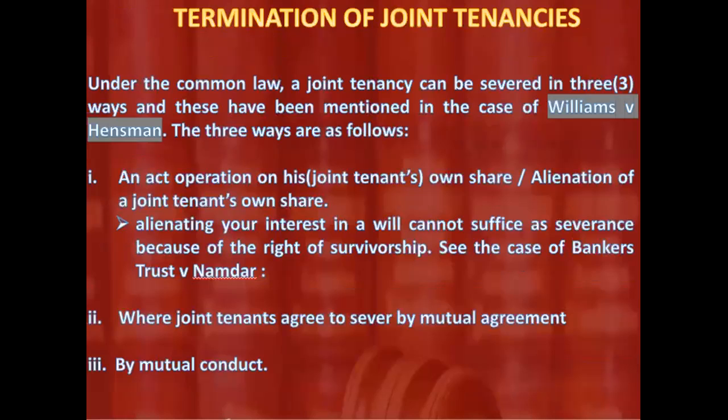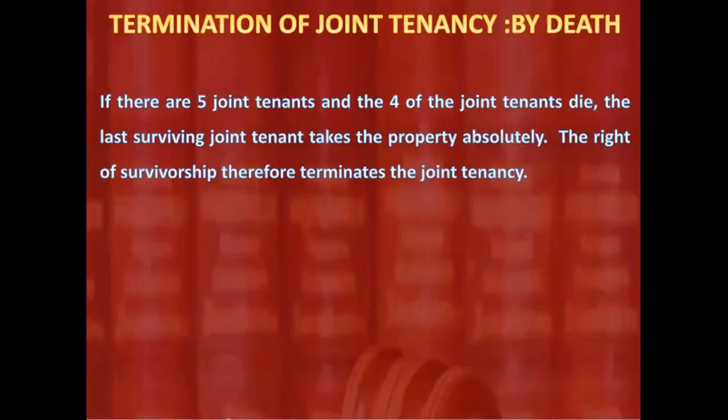The final one, which I mentioned, is by the operation of the right of survivorship, which means that if people have their own rights and then they die, their right goes on to the surviving joint tenants. So it moves on to the surviving joint tenants until it gets to the last person, and the moment it gets to the last person, the joint tenancy has come to an end. So these are the requirements of joint tenancy. These are the ways in which a joint tenancy can be terminated.